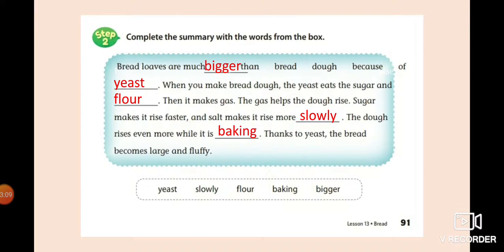Okay, good job. Let's repeat again. Bread loaves are much bigger than bread dough because of yeast. When you make bread dough, the yeast eats the sugar and flour. Then it makes gas. The gas helps the dough rise. Sugar makes it rise faster, and salt makes it rise more slowly. The dough rises even more while it is baking. Thanks to yeast, the bread becomes large and fluffy.